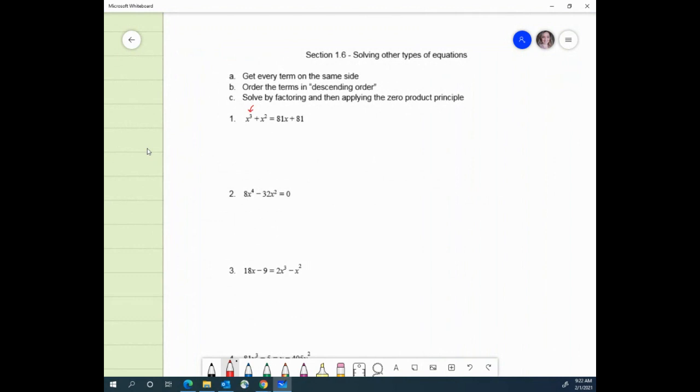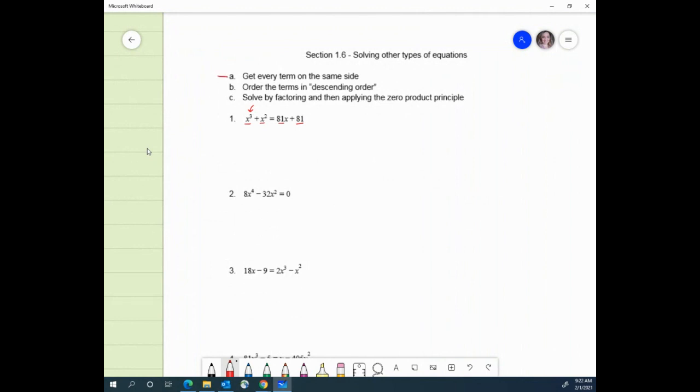So remember quadratics, the highest exponent is x squared. So now we've got an x to the third. And notice we've got 4 terms. And so we're going to factor this in a special way.